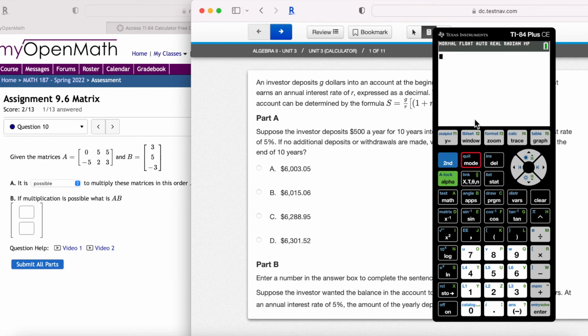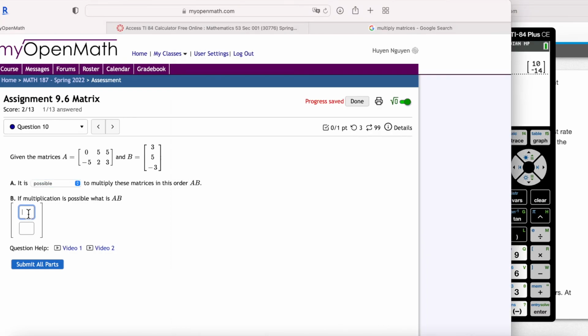Now I need to take matrix A times matrix B. So second matrix, under the names, I'll get A, and then multiply, second matrix, and select B and enter. This is my product of matrix A times matrix B. So I have 10 and negative 14.